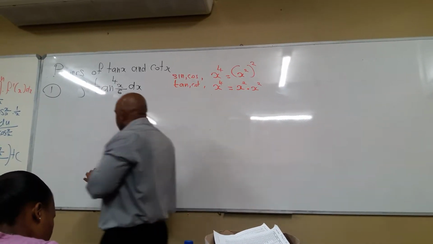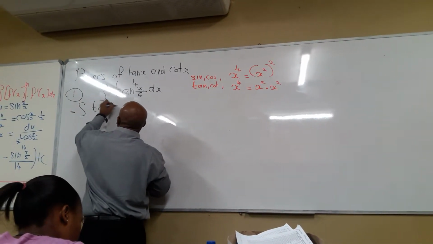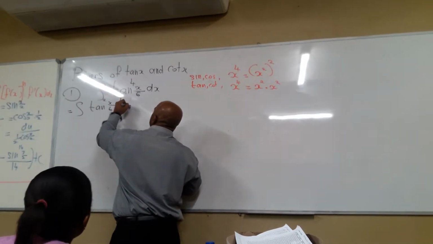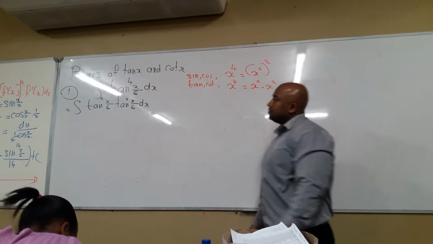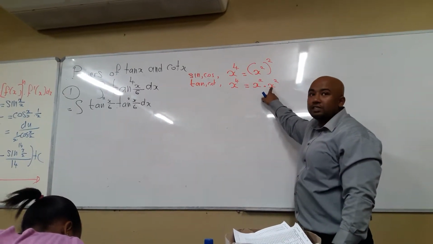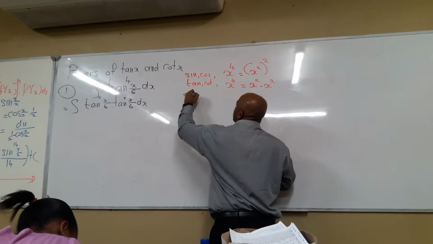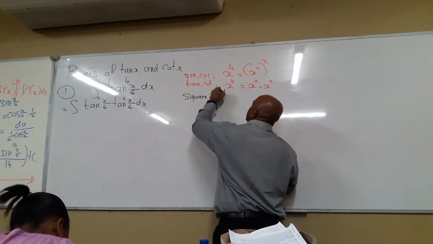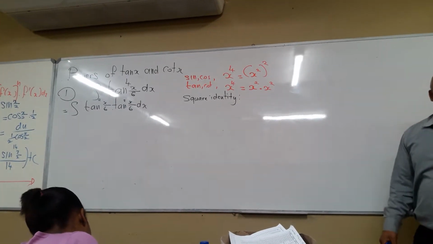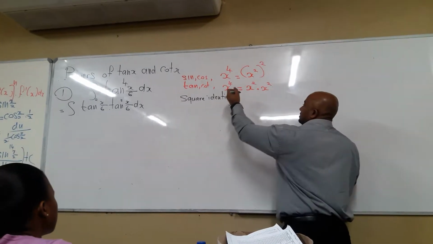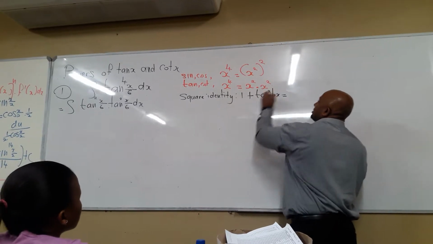So we got tan to the power 4. So that will be written as tan squared times tan squared. Right, so we applied the exponent law. Now we use our square identity. What's a square identity that involves tan squared? 1 plus tan squared of bx is equal to what?